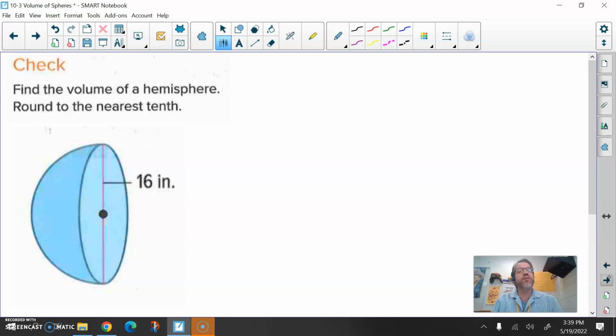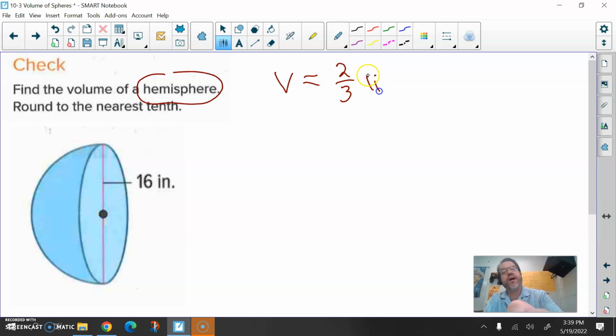All right, we have just enough time to do one more example. Find the volume of a hemisphere. Round to the nearest tenth. So I'm going to write my formula down for the volume of a hemisphere. Again, hemisphere is half of a sphere. We can see that in the picture. So we're going to use 2/3 instead of 4/3 times pi r cubed. All right, next, for pi, we always put in 3.14.